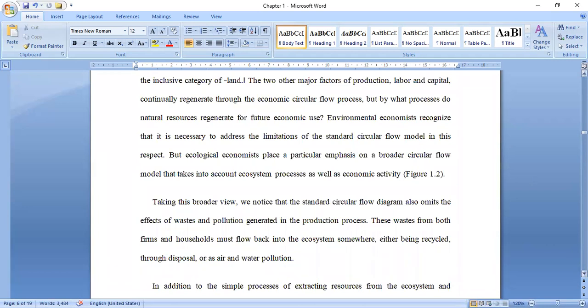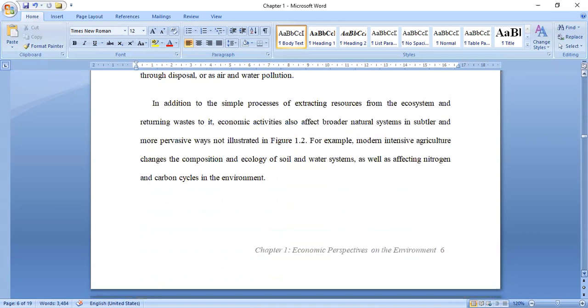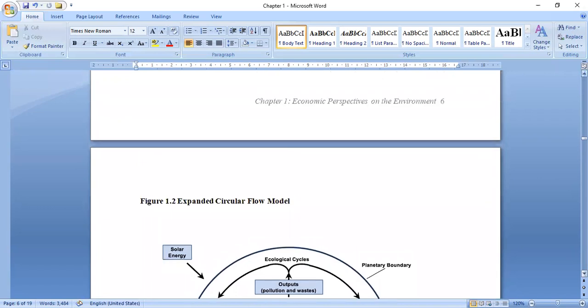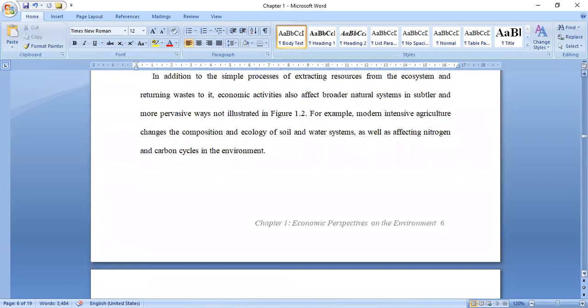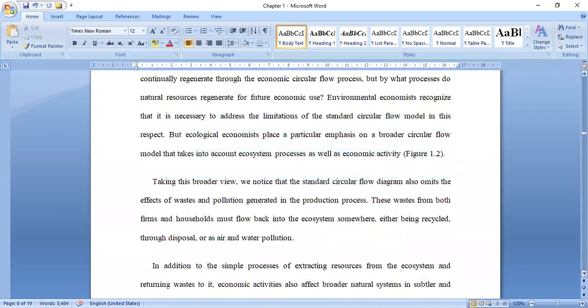So I want us to look at, I'm not going to read everything for you here, but I'm just going to explain to you the basics, all right? So what happens is that we've been looking at the circular flow model, but at the end of the day, we realize that this circular flow of economic activity ignores some concepts, right? Environmental economists realize that there are limitations of this standard circular flow.